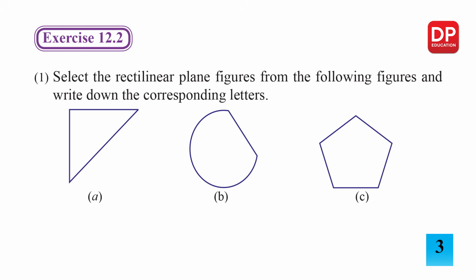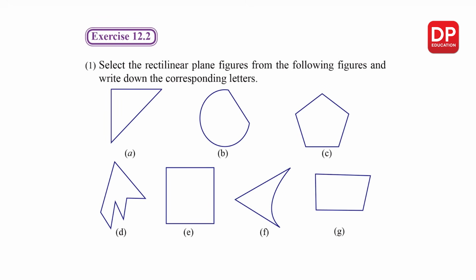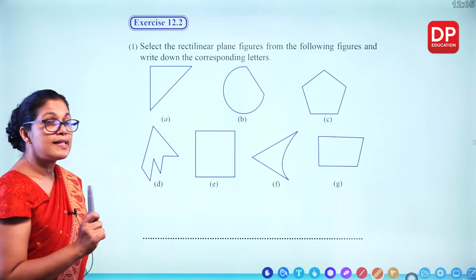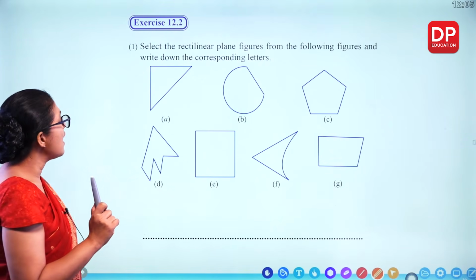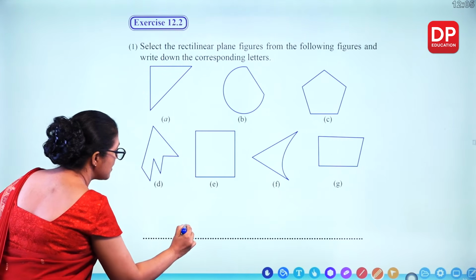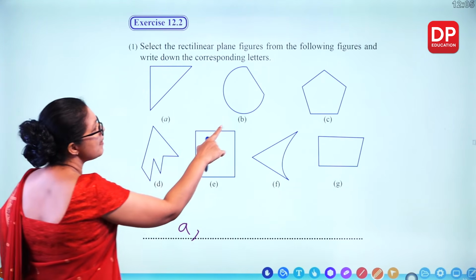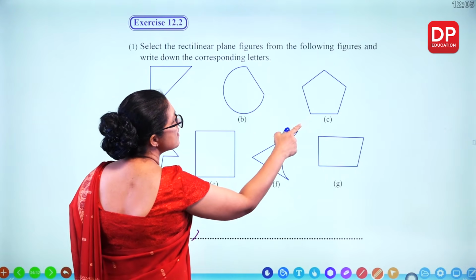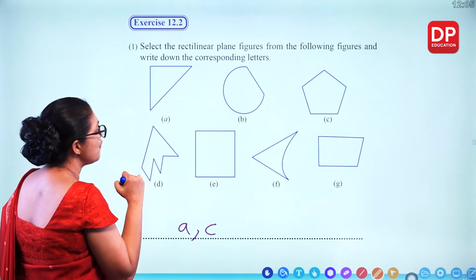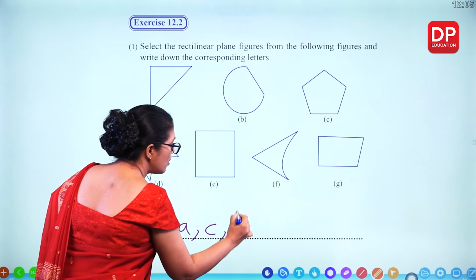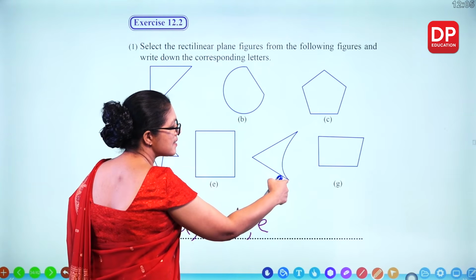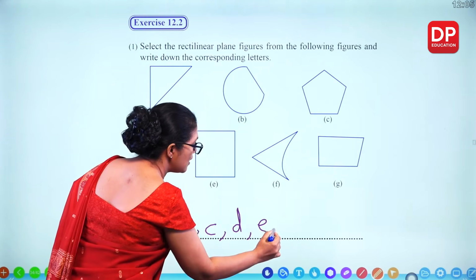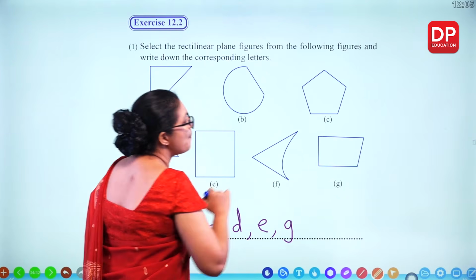Exercise 12.2. Select the rectilinear plane figures from the following figures and write down the corresponding letters. So rectilinear plane figure means bounded only by straight lines. So this is a rectilinear plane figure. B is not because this is a curved line. C again rectilinear plane figure. D also rectilinear. E rectilinear. But F you can't take, this is a curved line. G again rectilinear plane figure.